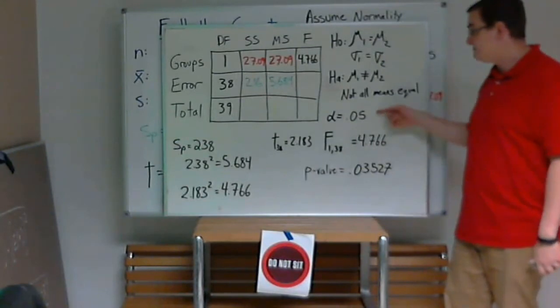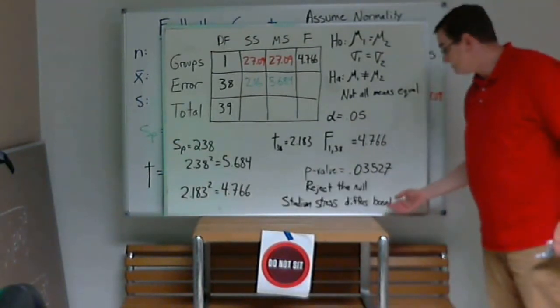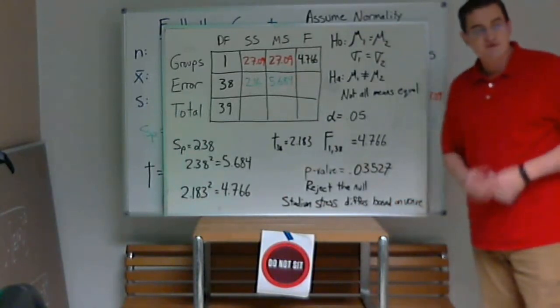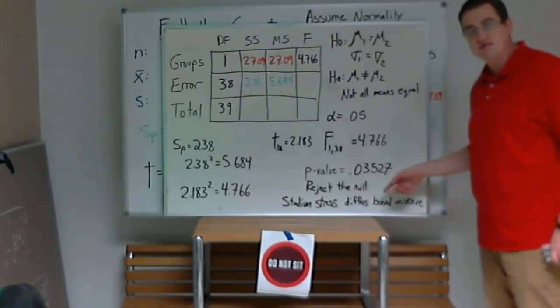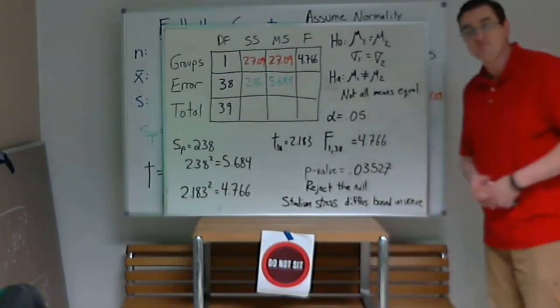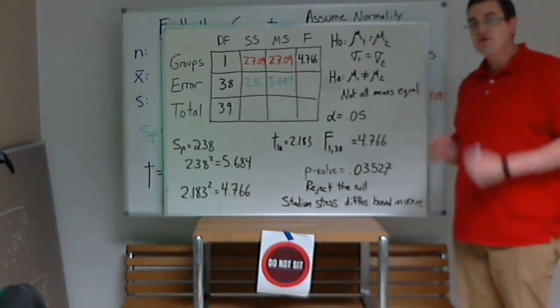Now that we have our small p-value, we can reject the null and say that the stadium stress differs based on the venue. I ran out of room here to say based off whether it is a football game or a concert because I was running out of room on the board. But this should make you start to wonder, wow, what else can Anova handle that we already knew about?